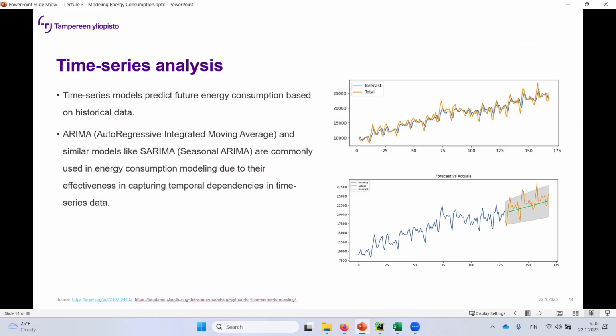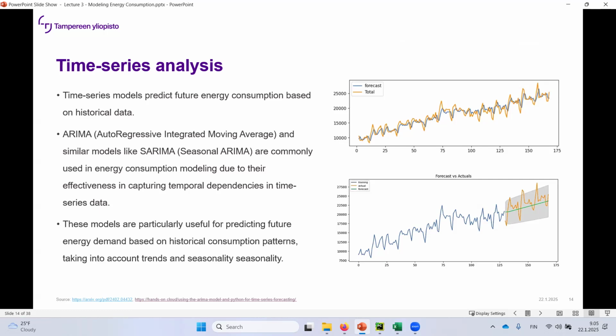But it gives you the overall trend, what's going on, and it gives you a confidence kind of level in which the value is going to be most likely. So it doesn't usually give you the pattern itself. It gives you the average, and then it gives you a confidence level. But sometimes that's enough. So useful for predicting future energy demand based on historical consumption patterns.